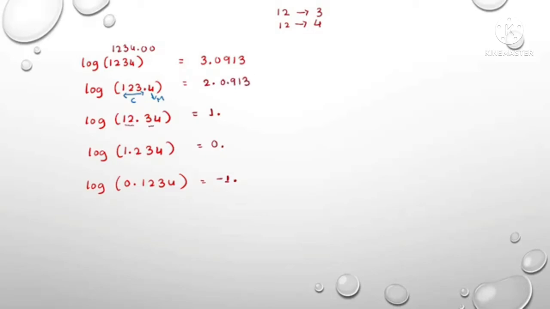Here also the same procedure. 12 we have to observe at 3, and again 12 at 4. Again we get the same answer, 0913. Here also we get 0913 because here also 12 at 3, 12 at 4. That indicates the mantissa remains the same, only the characteristic is changing because of the digits on the left side of the decimal point. Is it clear? In this way we have to use the log table.